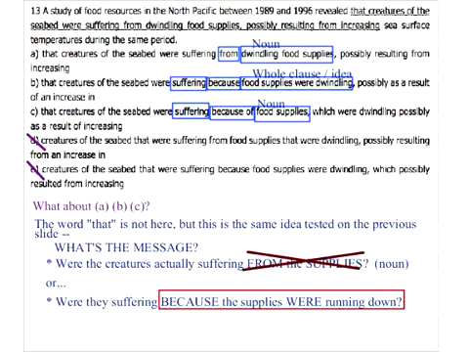So it's the same sort of idea as the previous one. The ones that say they were suffering from the supplies are inaccurate, but they were suffering because those supplies were running down. That's the idea. Any questions about that distinction?